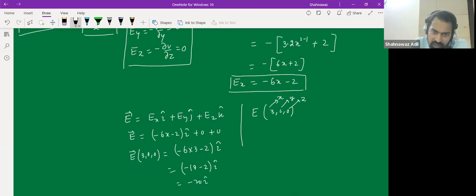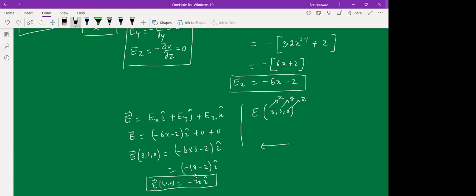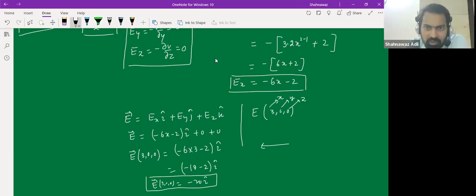So the electric field at (3,0,0) is in the direction of x, right? And the magnitude is minus 20. So this is in the direction of minus, because this is minus. Is that clear to you? Guys, is this clear? Yeah, so the problems will be like this.